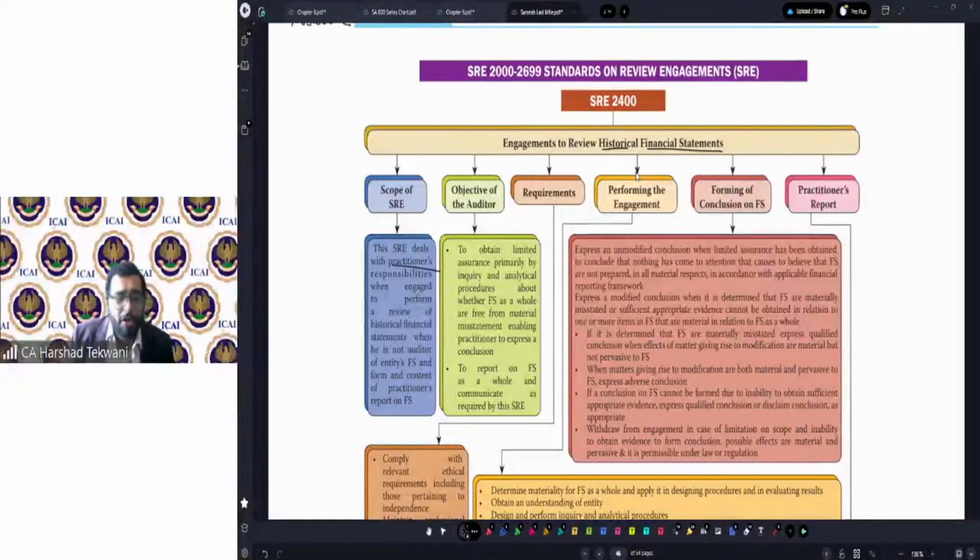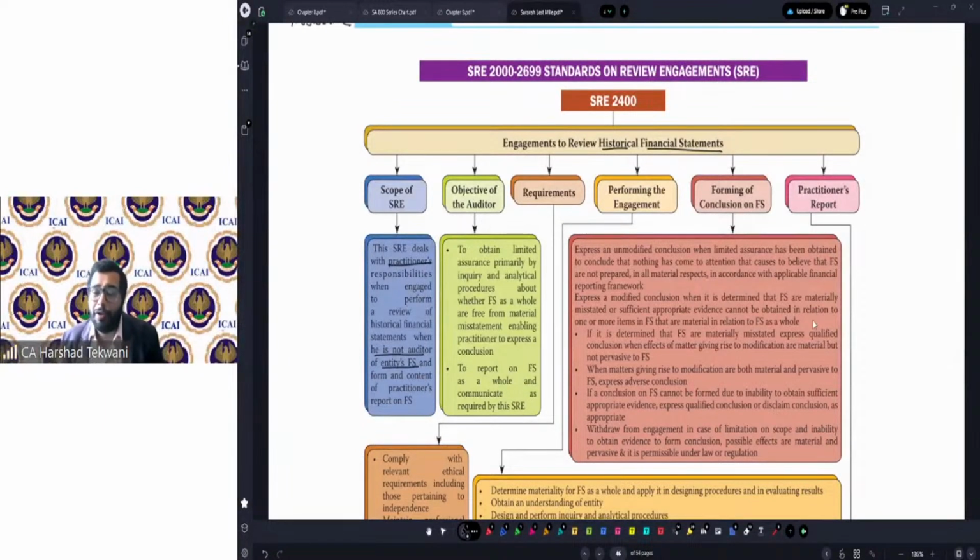Now here the term which is being used is a practitioner. The reason why practitioner is that the historical financial statement might have been issued by another auditor. So the person who is reviewing the historical financial statements and the person who has actually audited in full terms could be different. That's why we use the term practitioner here. Clear? Now, the scope of SRE deals with the practitioner's responsibility when engaged to perform the review of historical financial statements, and he is not the auditor of the entity. Understand? That's why we use the term practitioner, because he's not the auditor of the entity.